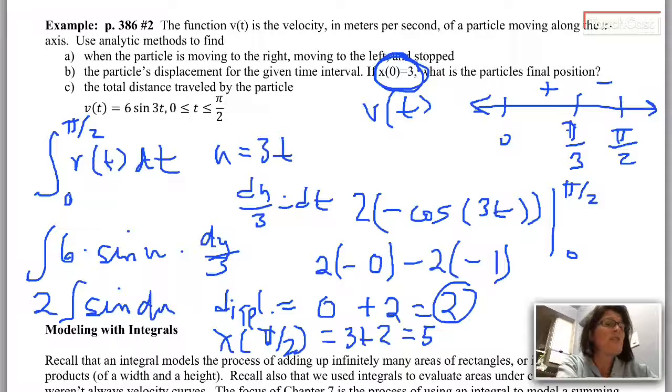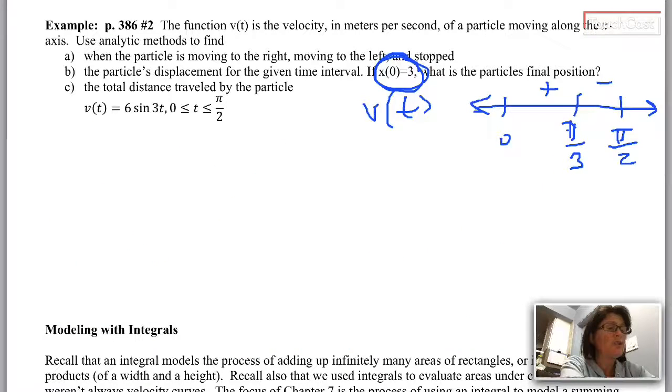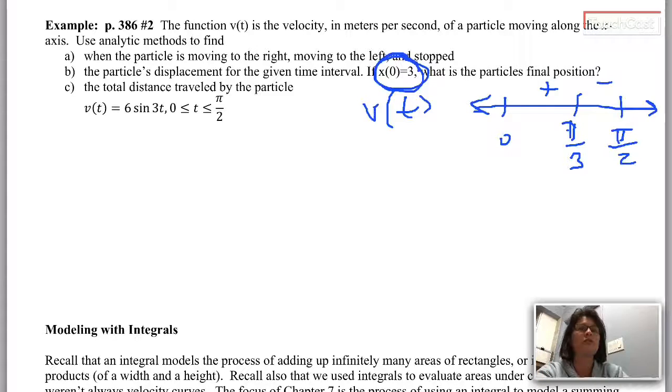The final position, 5. So the total distance traveled by the particle is going to be slightly different. I have to pretend the particle's wearing a pedometer. I want to figure out how far it travels on that time for the moments when it's moving forward. And then separately, I want to add in the distance it travels for all the times that it's moving backwards. So I have to go back to that thing that I did in part A, which is figure out that the velocity is positive between 0 and pi over 3. The velocity is negative between pi over 3 and pi over 2.